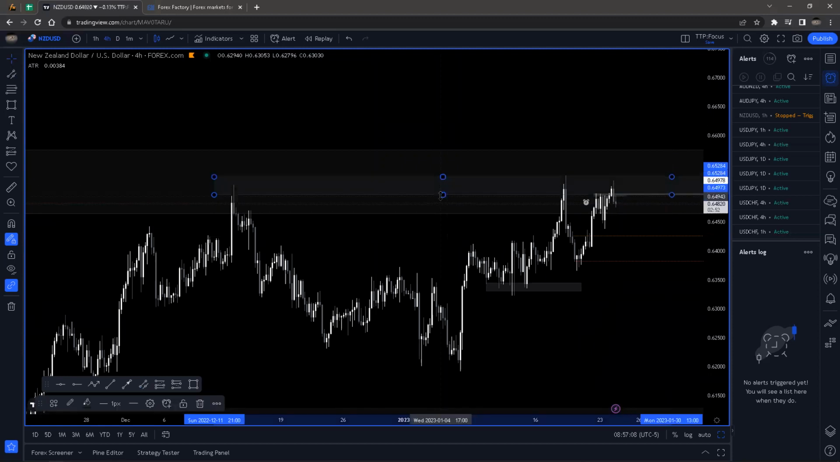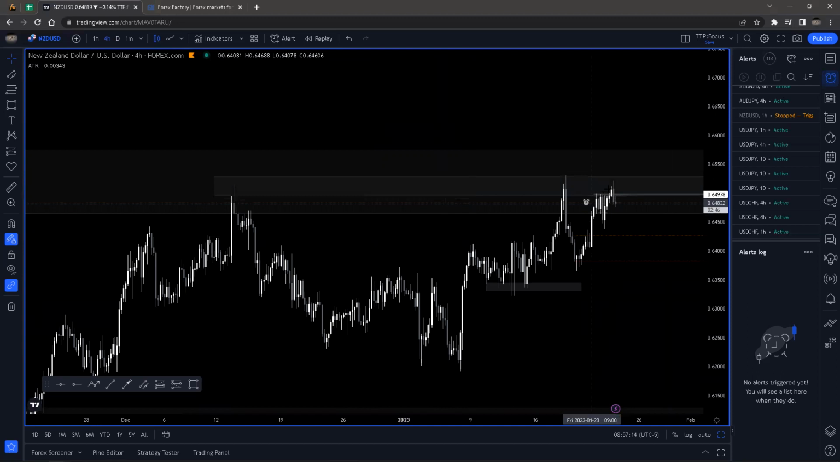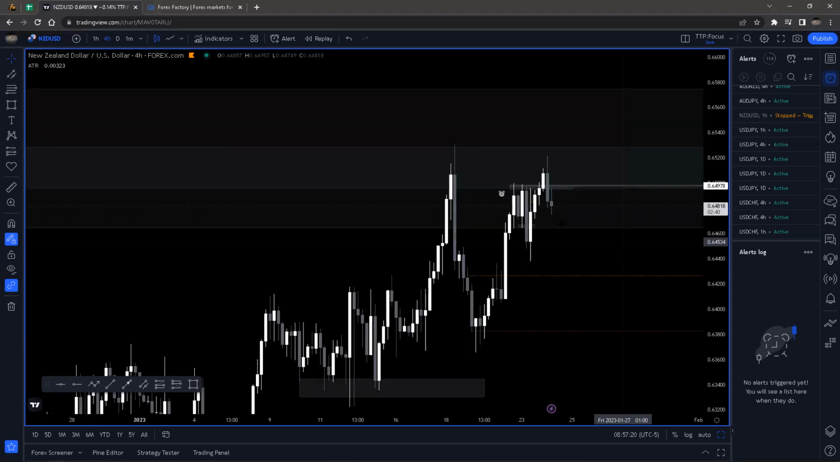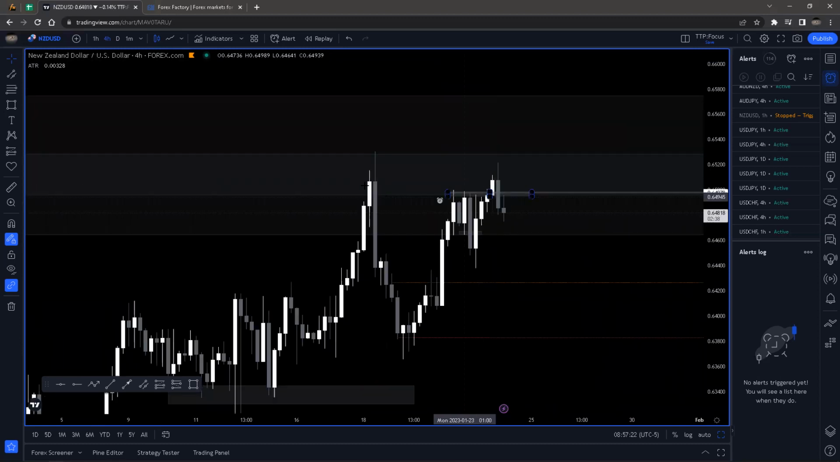Yeah, that would be the 4 hour area. Rejection area, in which case it already came in rejected. Don't know if I would have been in that trade. It's not really rejection when you look at that small wick. Yeah, it's not really rejection.